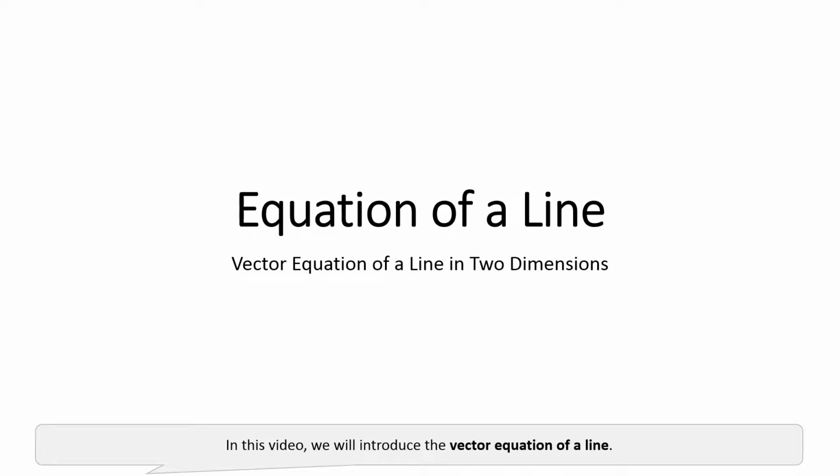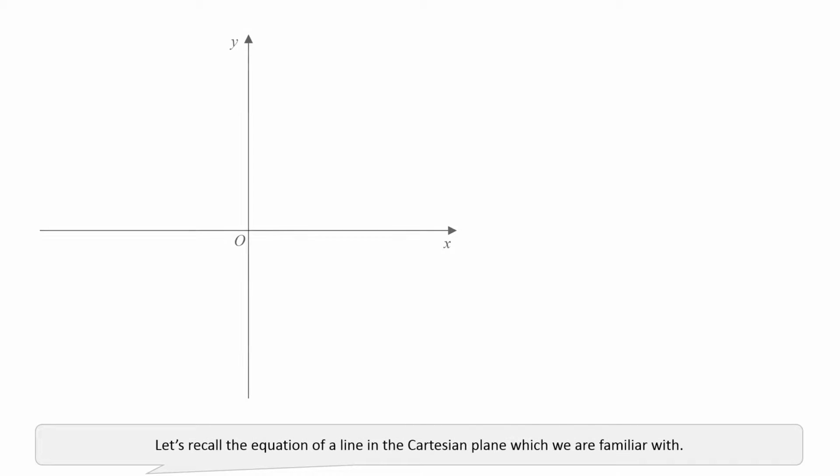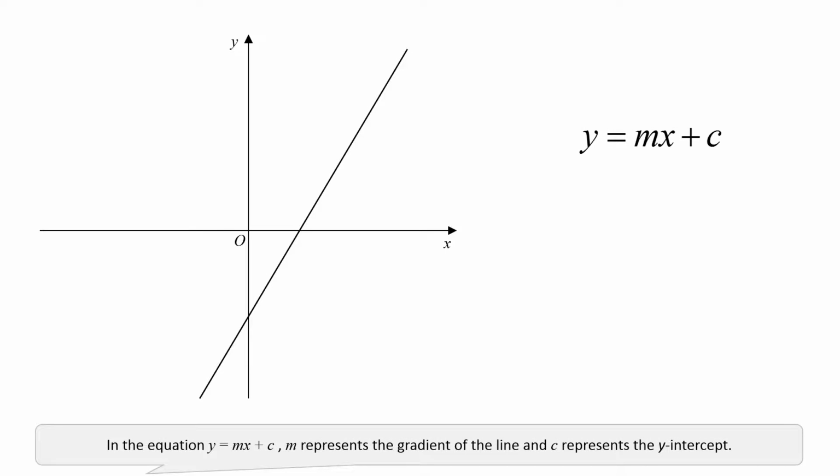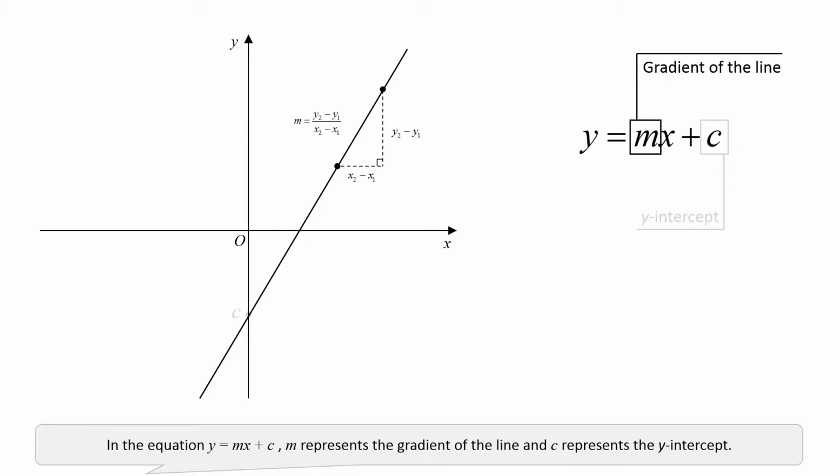In this video, we will introduce the vector equation of a line. Let's recall the equation of a line in the Cartesian plane which we are familiar with. In the equation y equals mx plus c, m represents the gradient of the line and c represents the y-intercept.